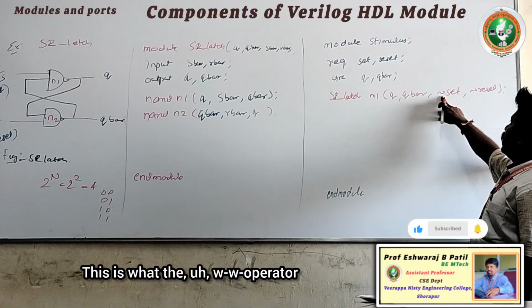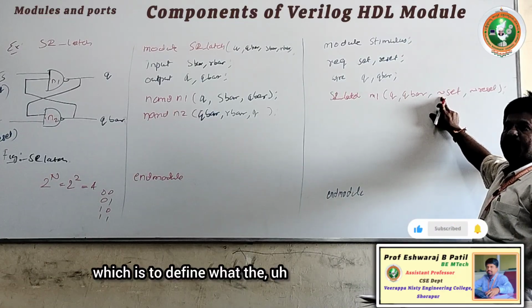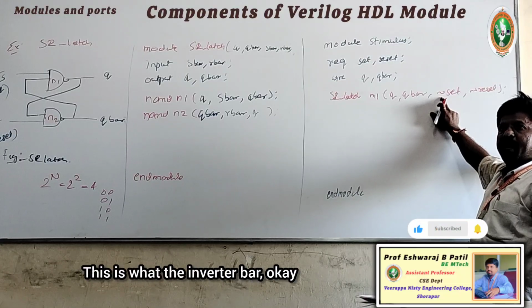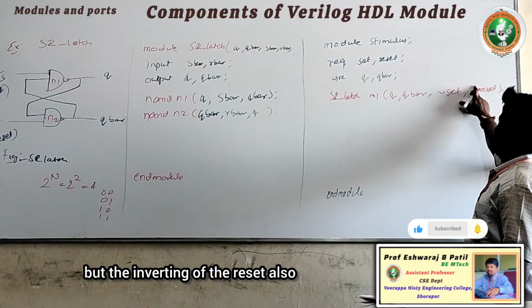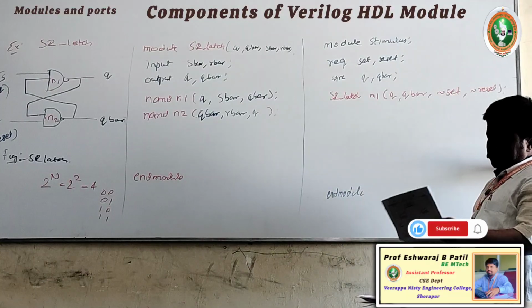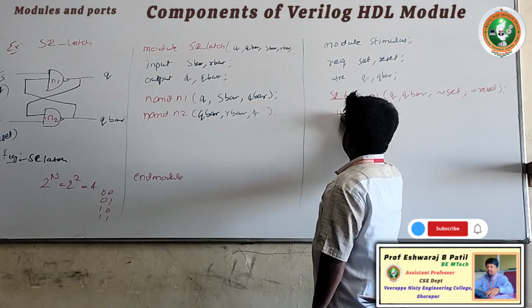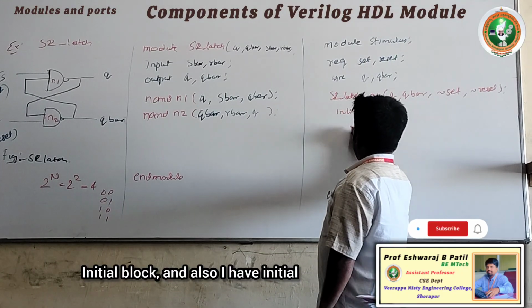This is the operator which defines the inverter type. This is the inverter bar. The bar of reset is nothing but the inverting of the reset. Okay, and also I have the initial block.